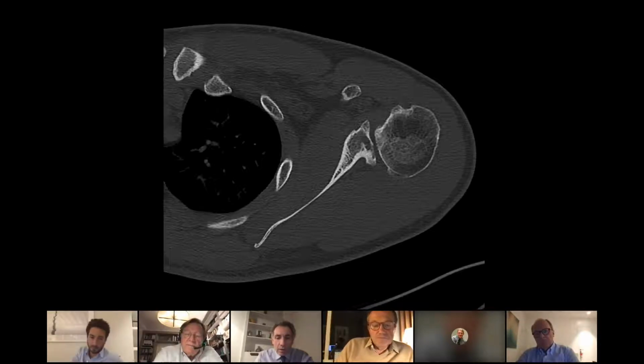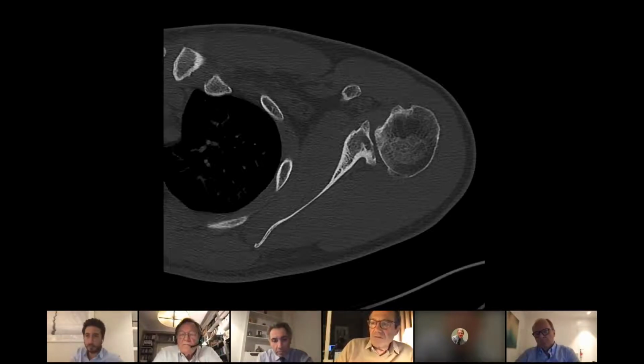There are many questions in the chat regarding the limit for you between anatomical and reverse prosthesis. Do you think that regarding the degree of retroversion, there is a cutoff when you decide to do reverse? Gilles, for example? The cutoff for retroversion, you mean? Yes. No, I do not really have a cutoff for retroversion.